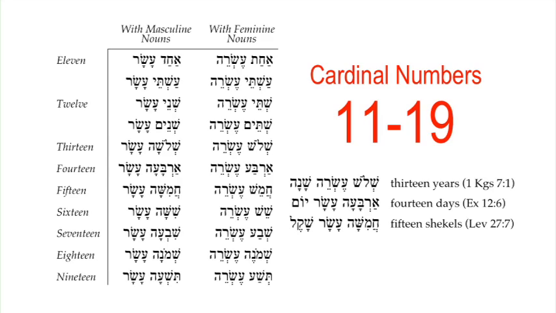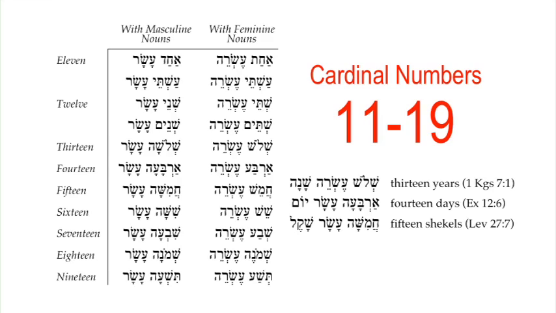Let's look, for example, in the masculine nouns, number 11. Number 11 in the masculine category is Echad Asar, 1 and 10. If you can add 1 and 10 as 11, you've properly identified the Hebrew number 11. Now there's an alternate spelling, and you simply need to memorize that as such, an alternate spelling.